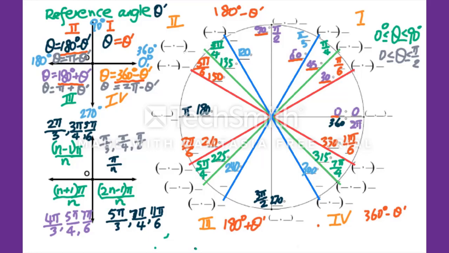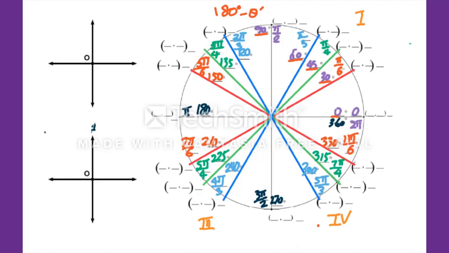Let's go to the blue line. The reference angle will be pi over 3. Therefore, we got 2 pi over 3 for the second quadrant, 4 pi over 3 for the third quadrant, and 5 pi over 3 for the fourth quadrant.